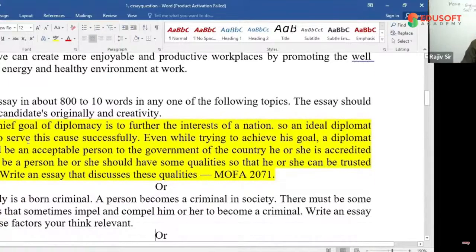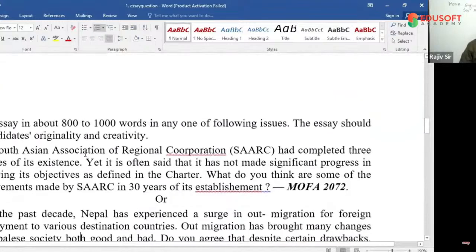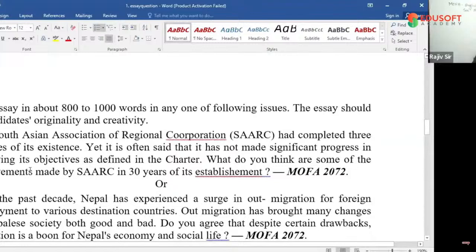Now, if you look at these things, then this essay, from 2071, the chief goal of diplomacy is to further the interest of nations. So an ideal diplomat tries to serve this cause successfully. This essay is asked from diplomacy and foreign policy. Like that, students, look at here. That's why I say it is a content-based essay.